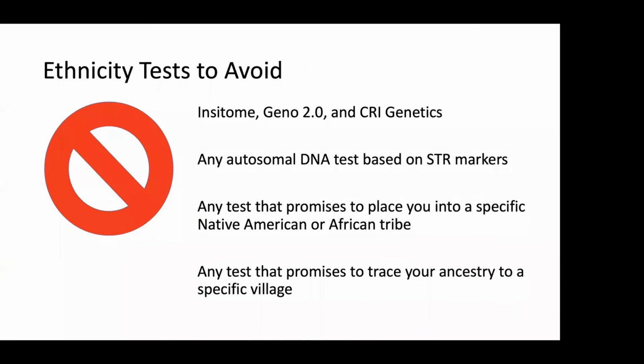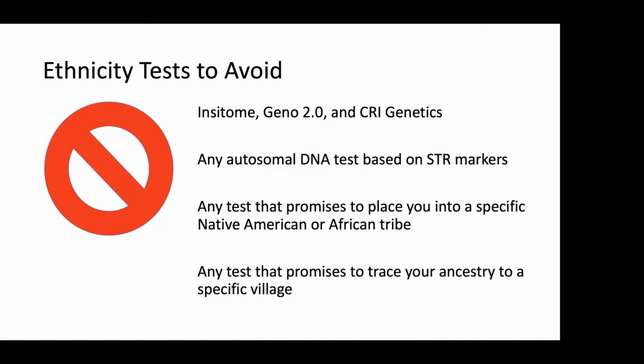Of the 8 tests that Pat did, 3 stand out to me as clearly inferior. Insotomy, Geno 2.0, and CRI Genetics did the worst in measuring ethnicity. Plus, none of these 3 report your genetic matches with other testers. There are many other companies offering DNA ethnicity tests now that are also a big waste of money. I don't name them because I don't want to give them any publicity.